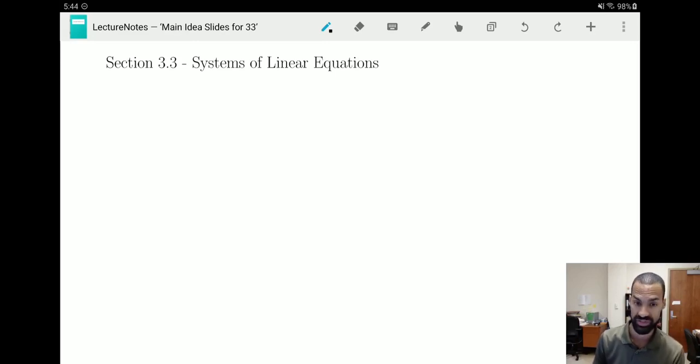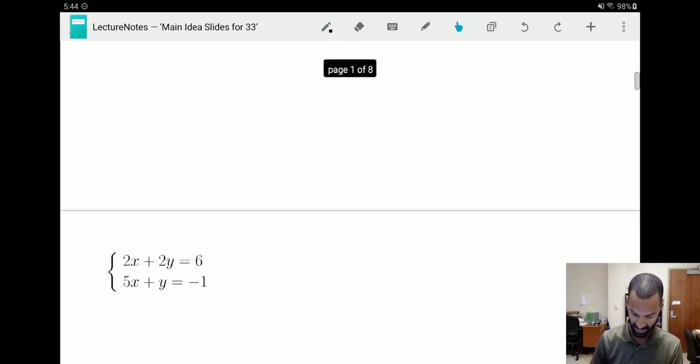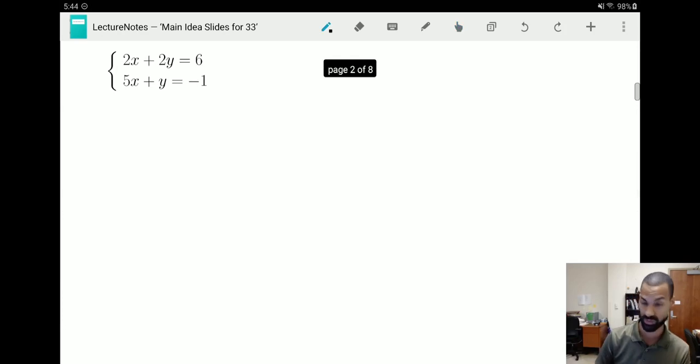Section 3.3, Systems of Linear Equations. Okay, what are we talking about when we say a system of equations? Well, we're talking about something that looks like this, where you have more than one equation, and we're looking to see how they interact with each other.